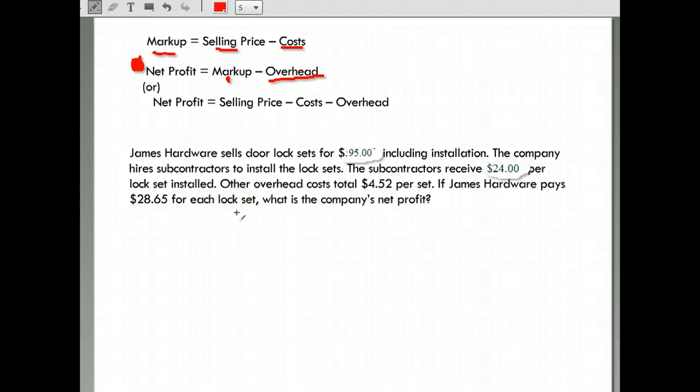So here we have an example with James Hardware. They sell door lock sets for $95, including installation. The company hires subcontractors to install the lock sets for $24 per lock. Other overhead costs are $4.52, and then we have their cost was $28.65. We want to know the net profit.